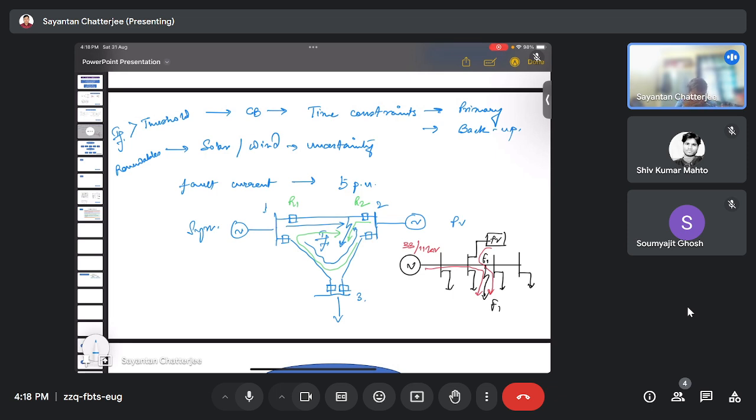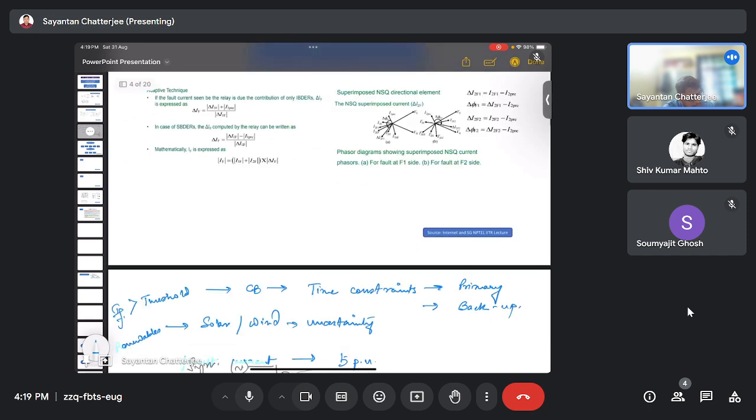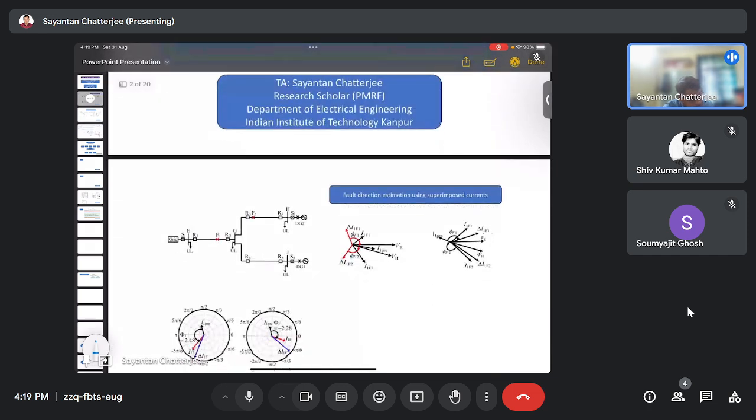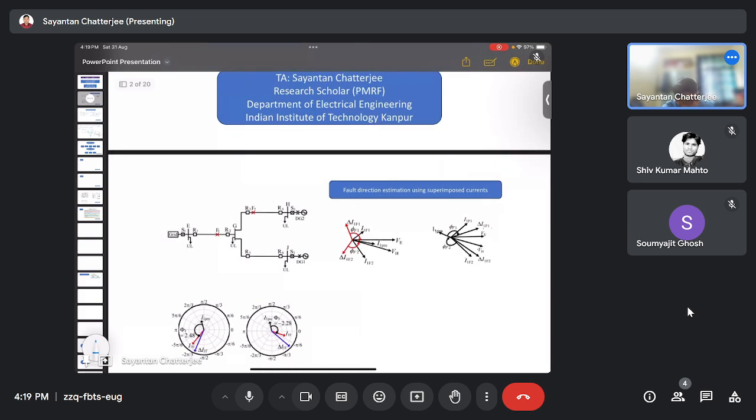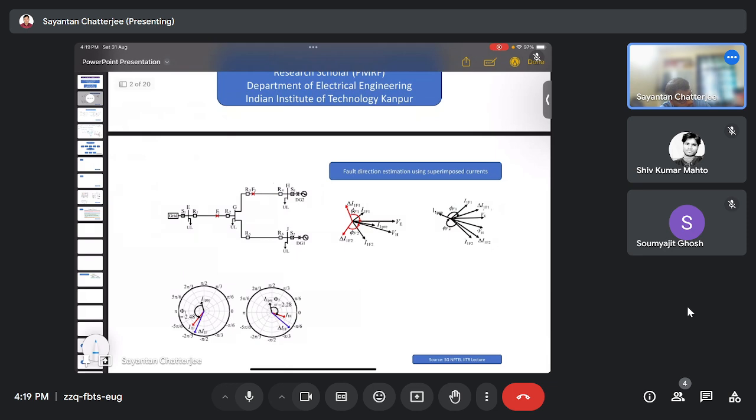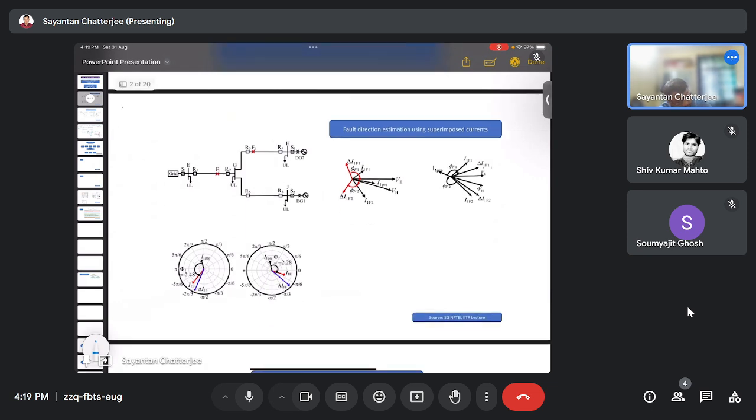So these are mainly the topics under discussion for the distribution or smart grid protection approaches. So one of those approaches, as I have discussed, is that first there are stages which we have gone through.